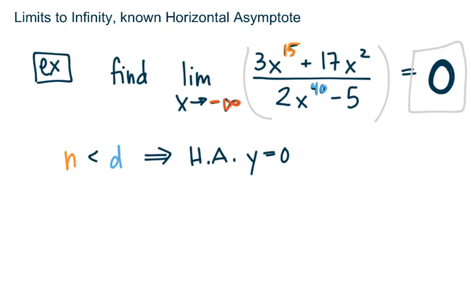All right, so in some future videos, we're going to look at what happens when we do not know that horizontal asymptote and other more algebraic strategies that we can use.